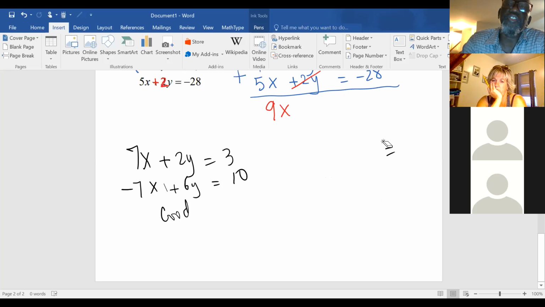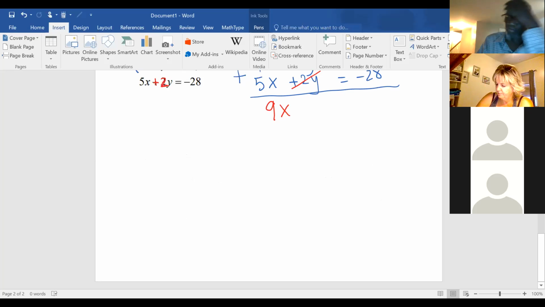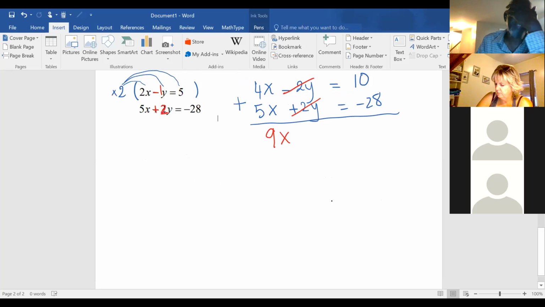So when we do the addition, we just see what variable is the easiest way to get two matching numbers. That's it. Okay, 9x equals what? -18. 9x equals -18, right? We divide by 9, and we get x equal to how much?